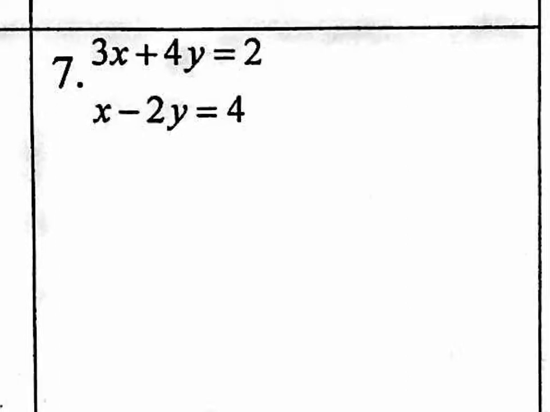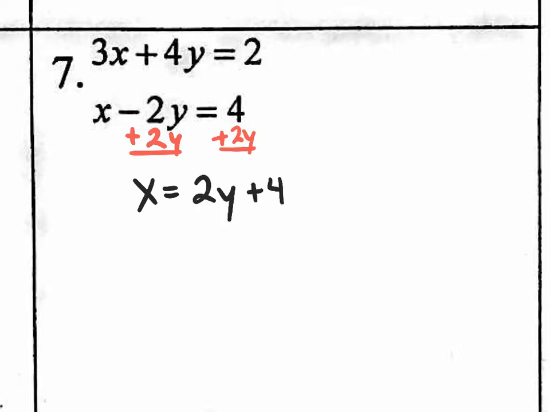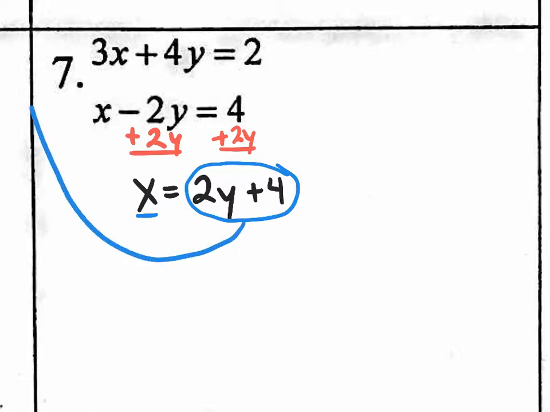Number 7, pick an equation, solve for a variable. Okay, so I'm going to pick the bottom equation and I'm going to solve for x. So I'm going to get rid of the minus 2y by adding 2y. And I will have x equals 2y plus 4. And then, once you have the variable equaling this stuff right here, I'm going to take that and plug it into the equation I have not used, the top equation. Plug it right into the x.